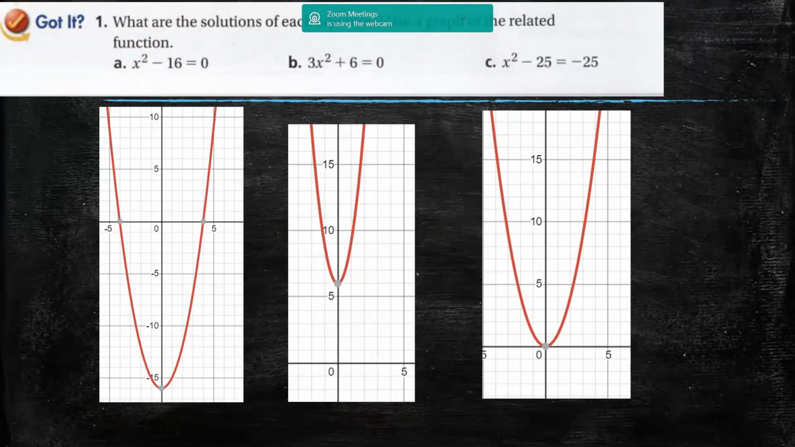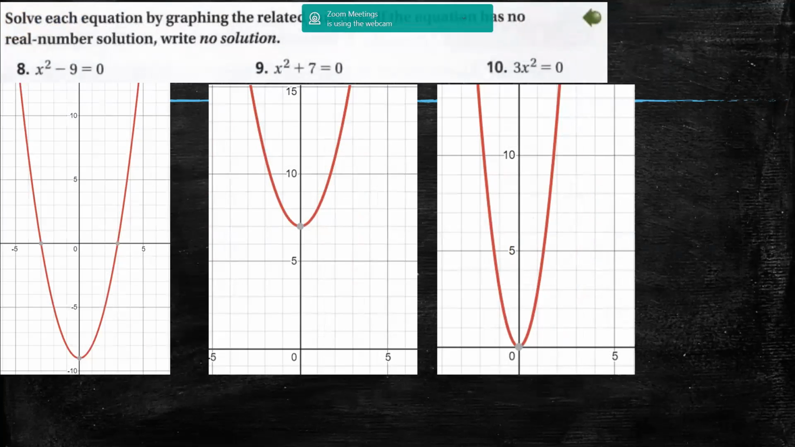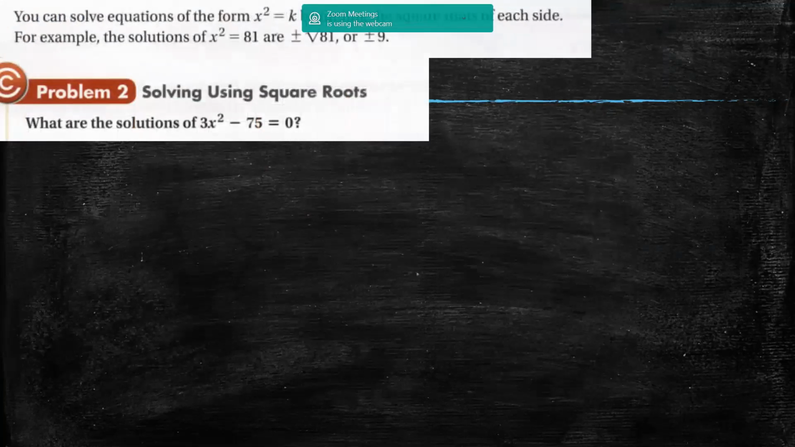If it's intercepted at 2 points, they have two solutions. If it's intercepted at 1 point, we have one solution. And if there's no point that intercepts the x-axis, we say that there's no solution. And the other way, we called it using the square root.